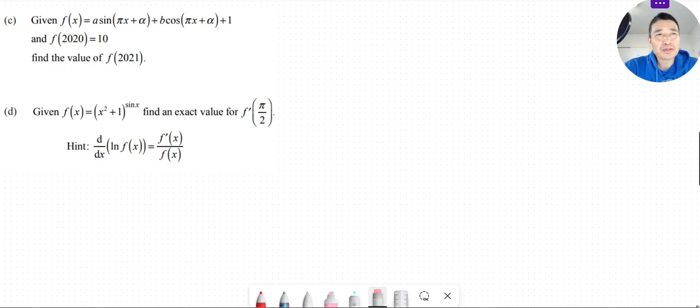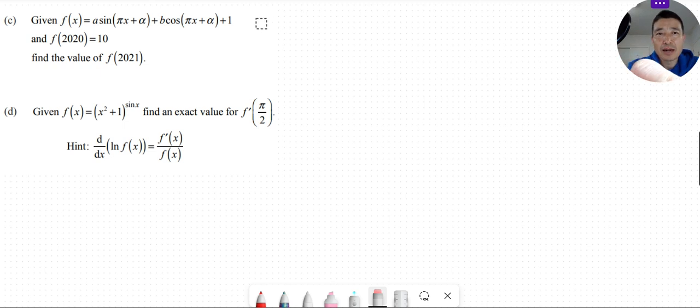Today, I'm going to show you how to solve NC Scholarship Calc 2021 question 2 C and D. C says given f of x is this and f 2020 equals 10, find the value of f 2021. Now, if you understand how sine, cosine curves behave, these are periodic and the period is 2 pi.